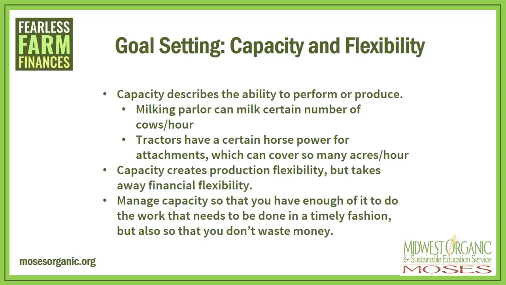Trying to build in capacity and flexibility is another really important factor that we need to consider when either starting or changing a farming operation, or even just on a day-to-day basis. To continue farming successfully, you must balance capacity with flexibility. Capacity is described as the ability to perform or produce. An example of that is in a milking parlor, how many cows per hour can we milk, or even on our equipment. I'm going to just give a tractor as an example.